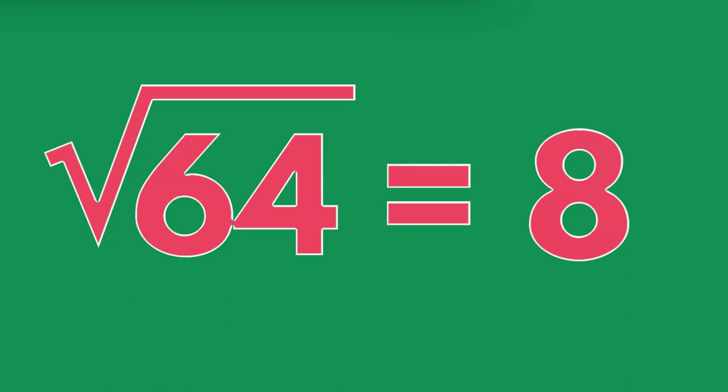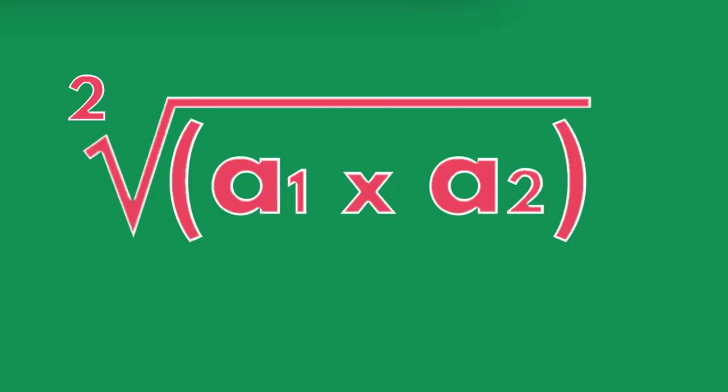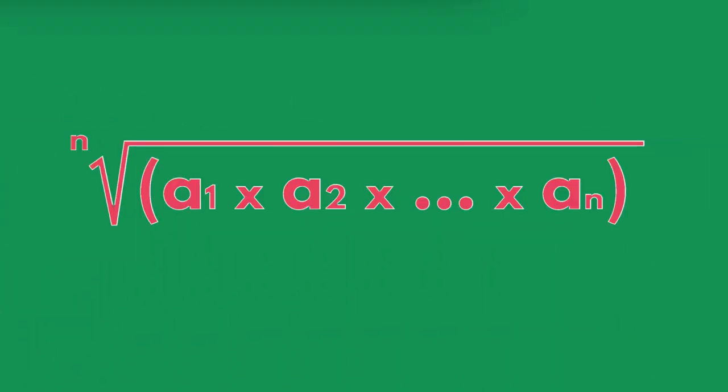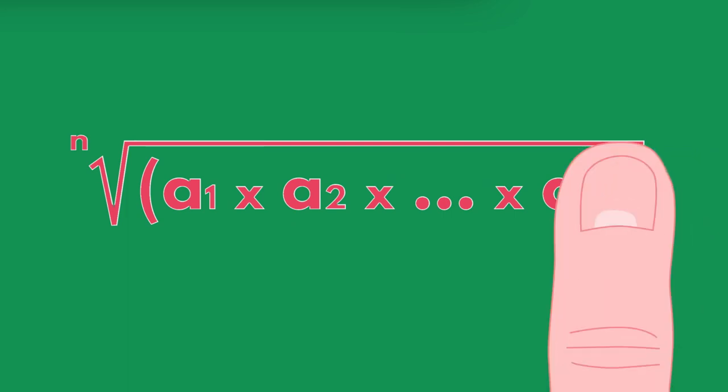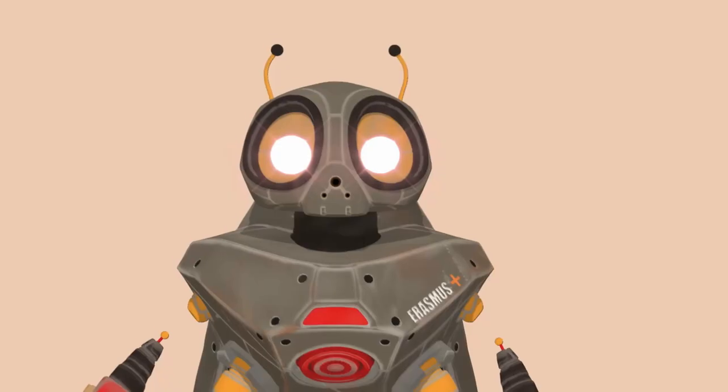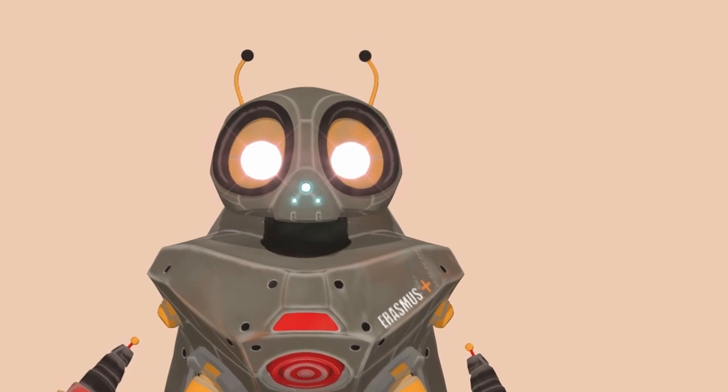More formally, the geometric mean of two positive numbers, A1 and A2, is: the geometric mean of n numbers from A1 to AN is: but where else could the geometric mean help us?